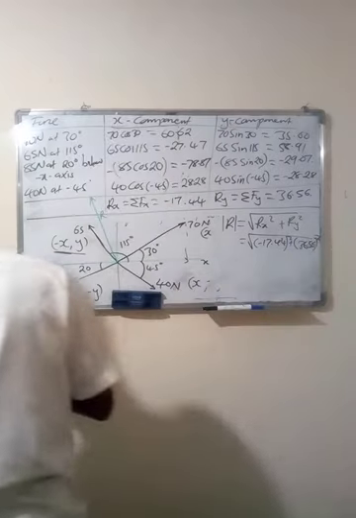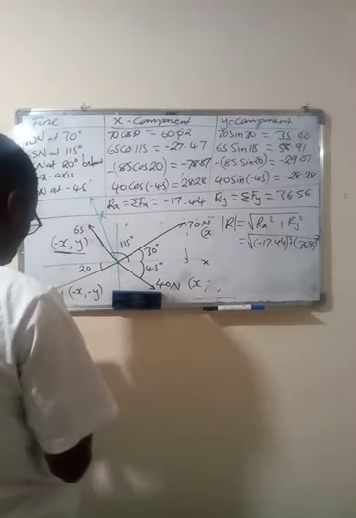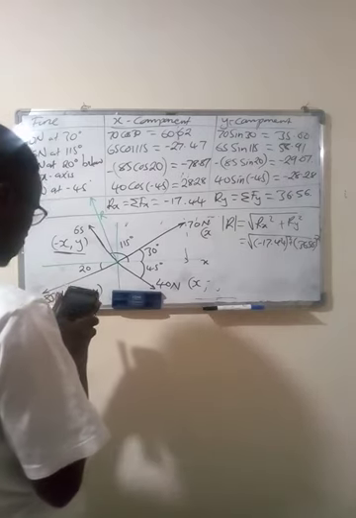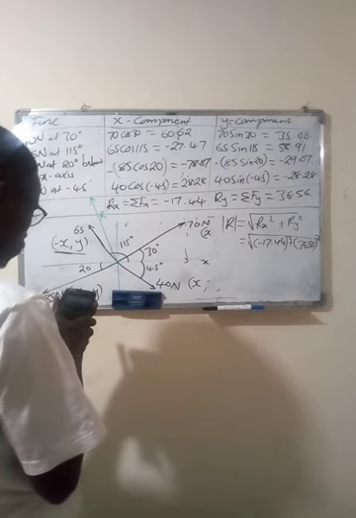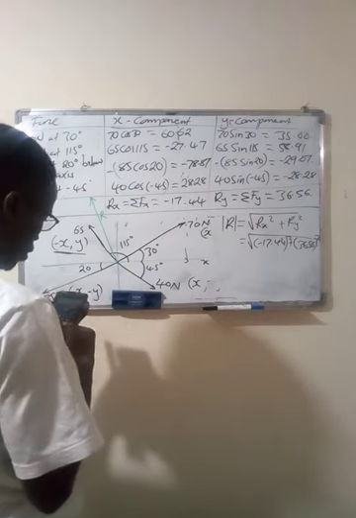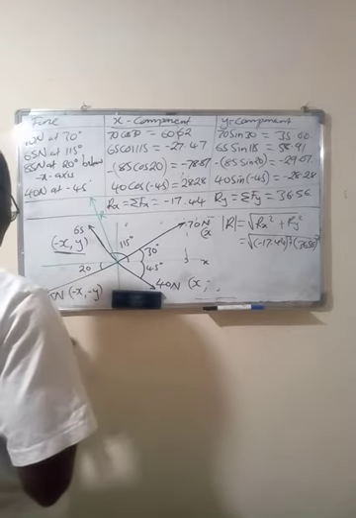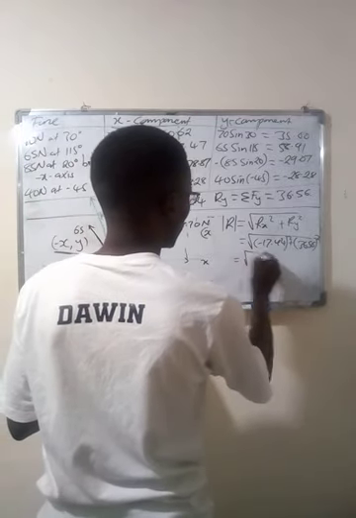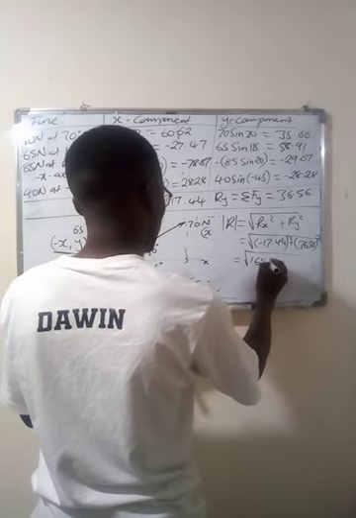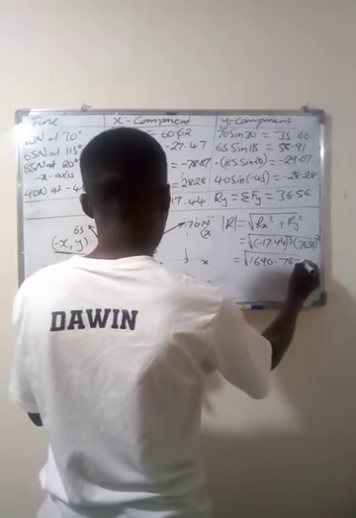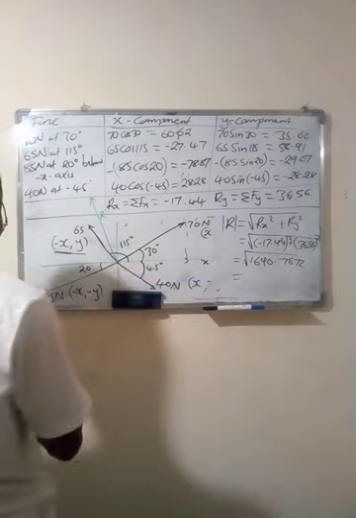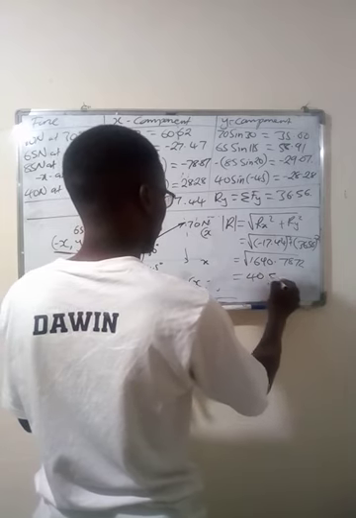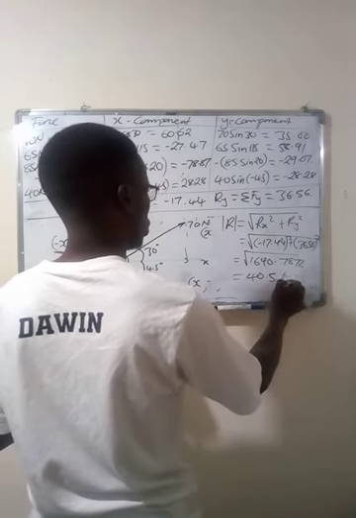plus 36.56 squared. So this is then going to give us the root of 1640.7872. So if we find the square root of that, we're going to get 40.5. Okay, 40.5 newtons. So that is the magnitude of our resultant force.